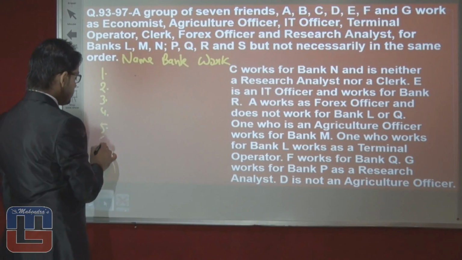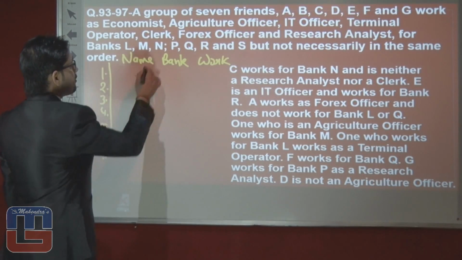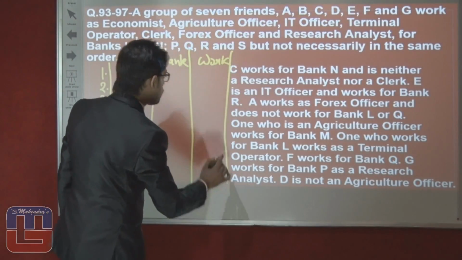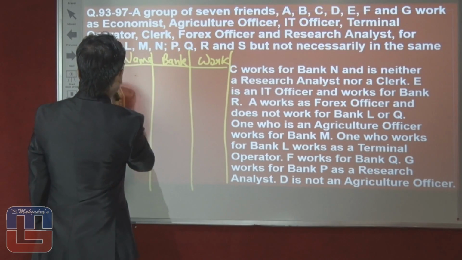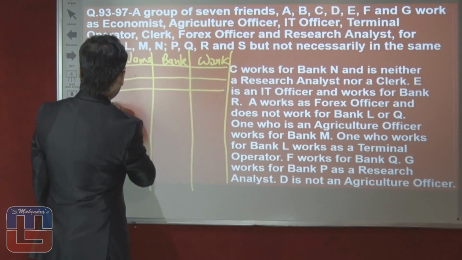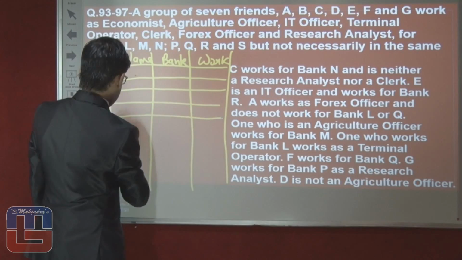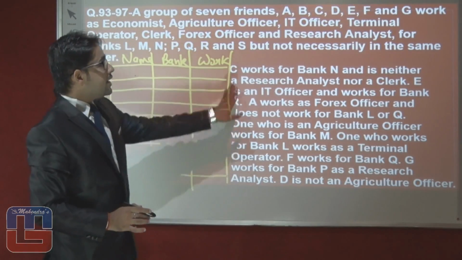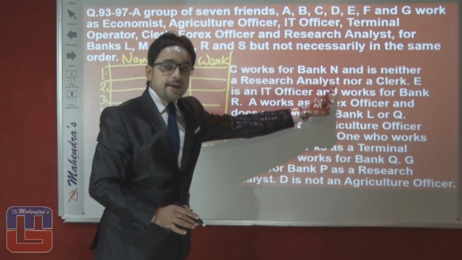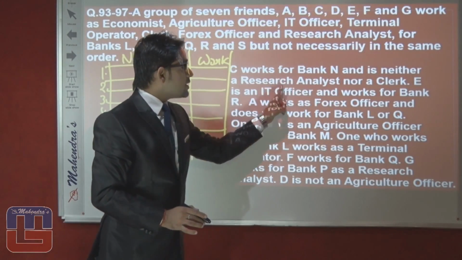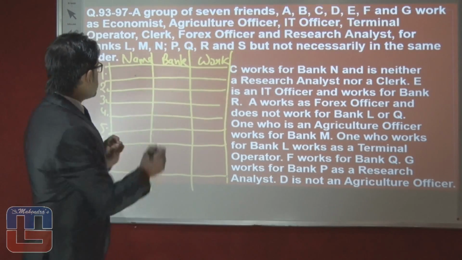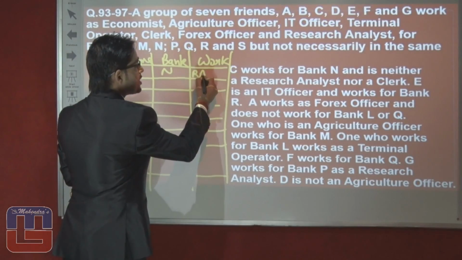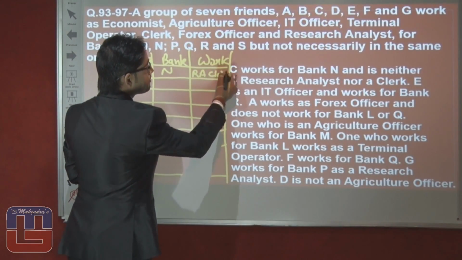1, 2, 3, 4, 5, 6, 7. 7 names you have to write over here, 7 bank names you have to write over here, and 7 workplaces you have to write over here. As per the requirement of this question, you can see here, the first statement, what is it saying? The first statement is saying, C works for bank N and he is neither a research analyst nor a clerk.